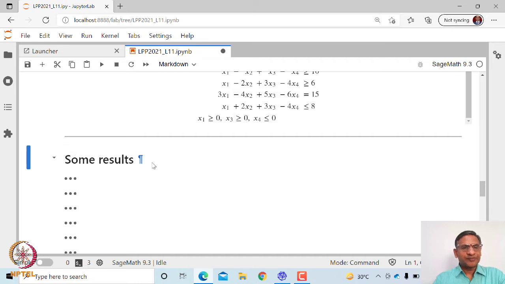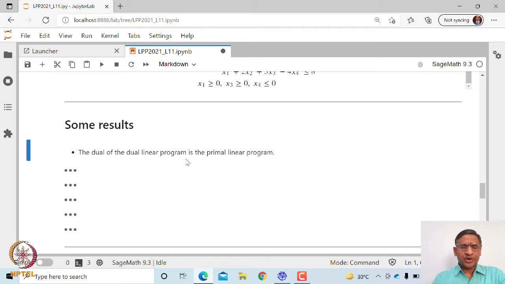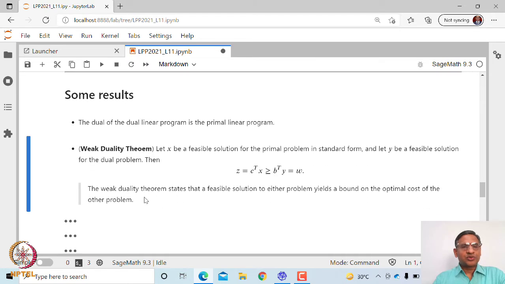Okay, now let us look at some results. We are not going to prove these results, but we will quote them. For proofs, you can look at some standard text on operations research. So the first result, which we just now observed, is that the dual of the dual linear programming problem is the primal. The next one is the weak duality theorem.